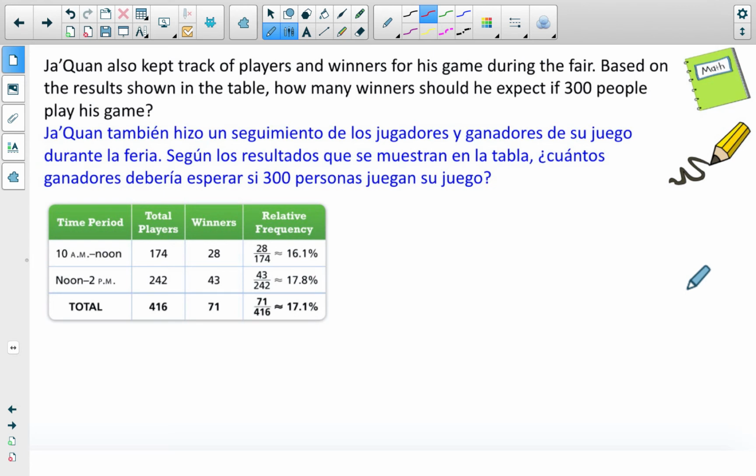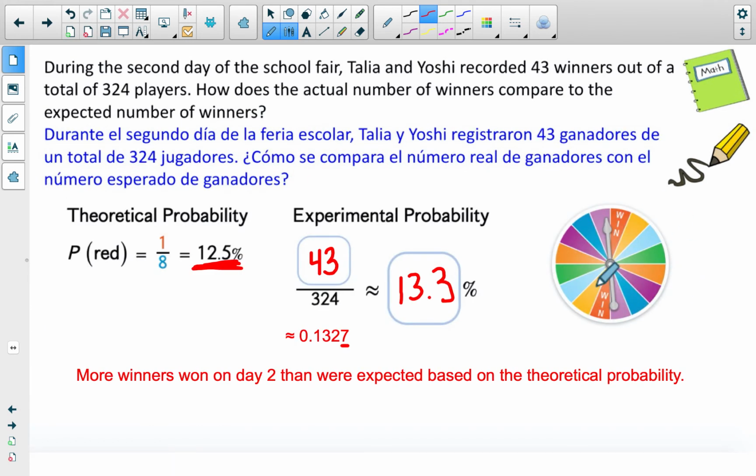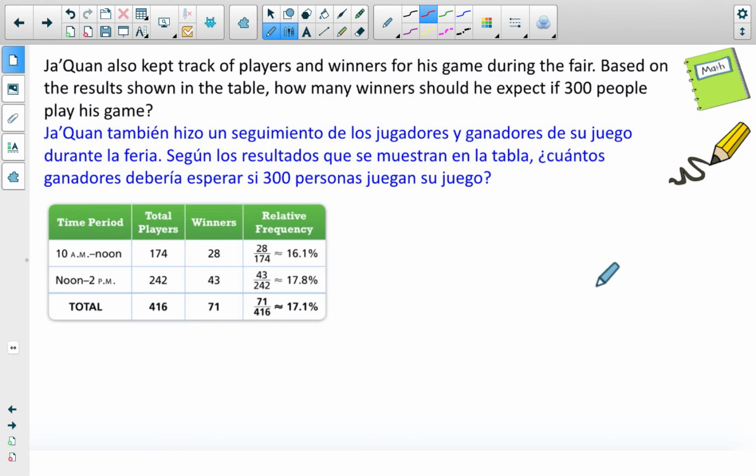Jaquan also kept track of players and winners for his game during the fair. Based on the results shown in the table, how many winners should he expect if 300 people play the game? So, we have no idea what the theoretical probability is here. We don't have enough information like we do here with the spinner. We are purely using this experiment that he did, the data he collected. If you collect actual data, it becomes experimental probability. And we are going to make a prediction based on this experimental or relative frequency data.